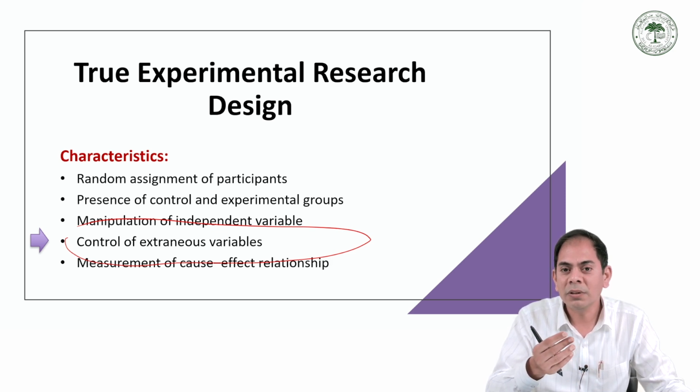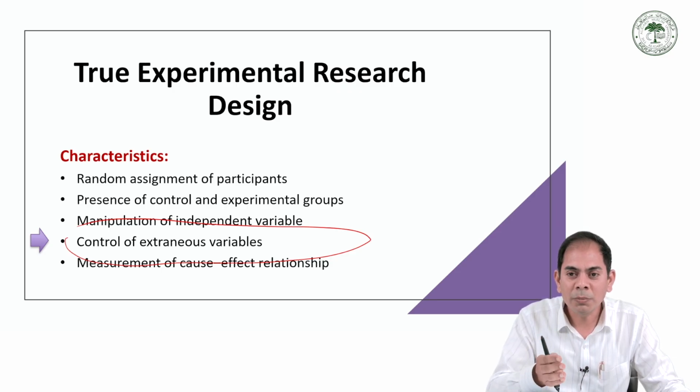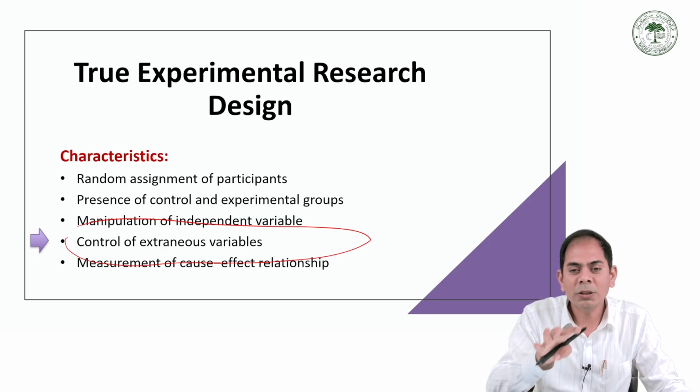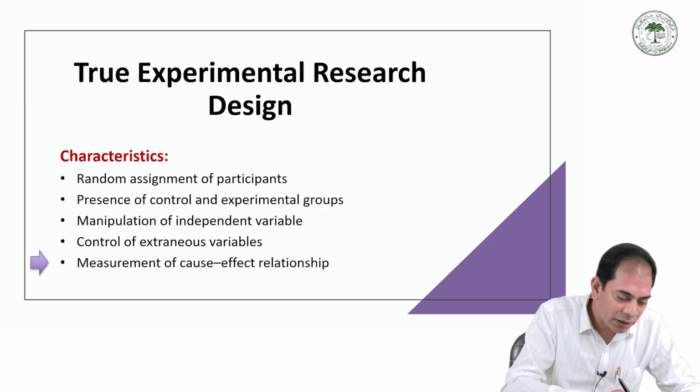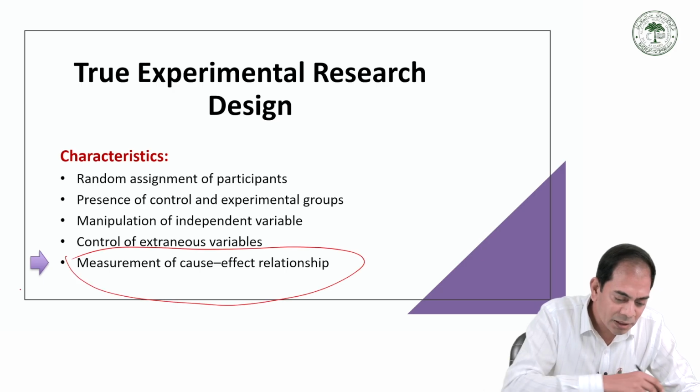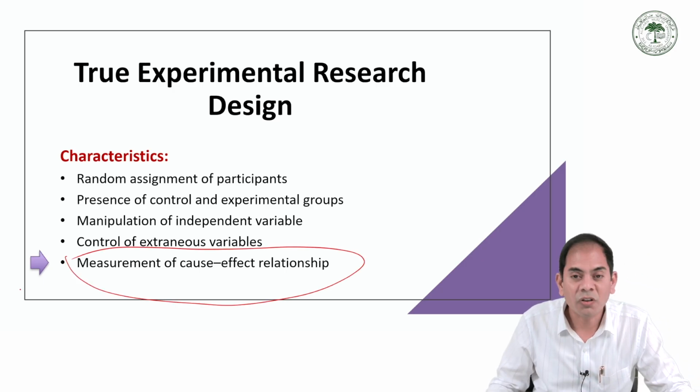For example, we give the same training time, same environment, and same equipment. This helps to ensure that the treatment alone causes the changes, because we give all participants everything the same. The next important characteristic of true experimental design is measurement of the cause and effect relationship.